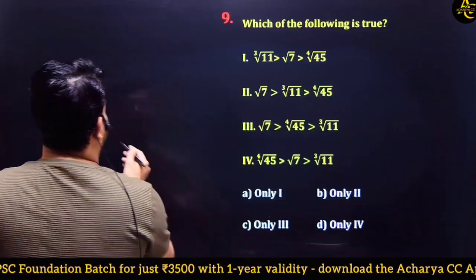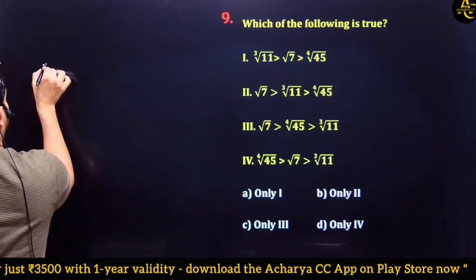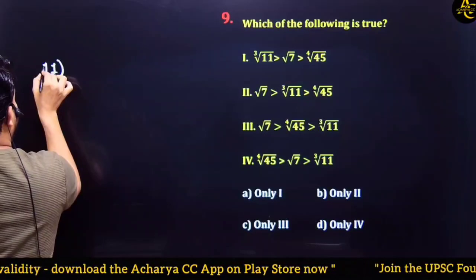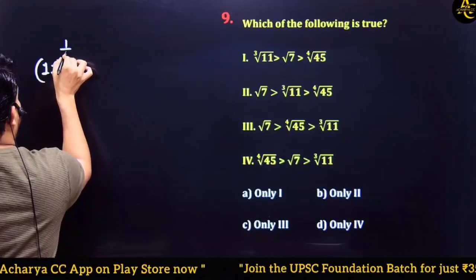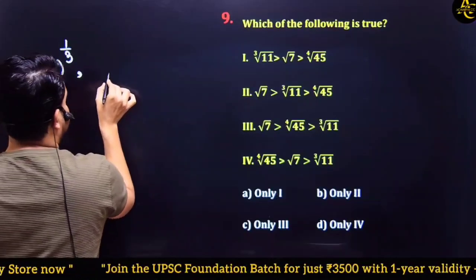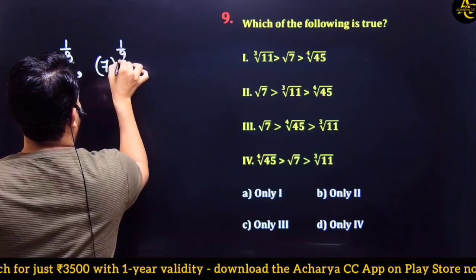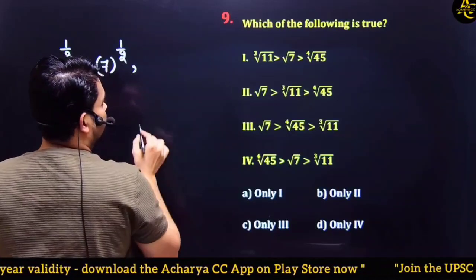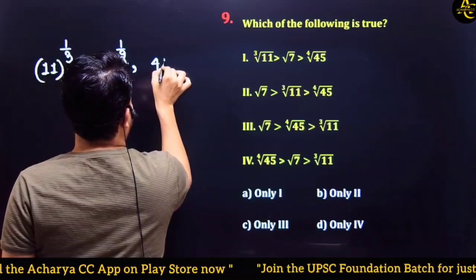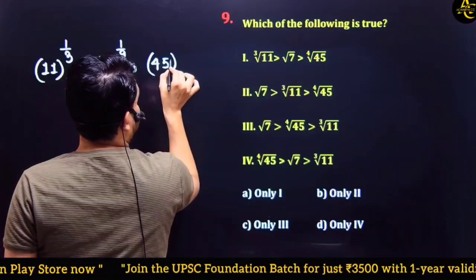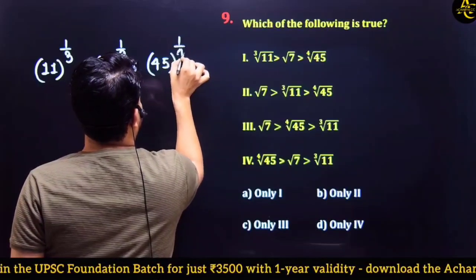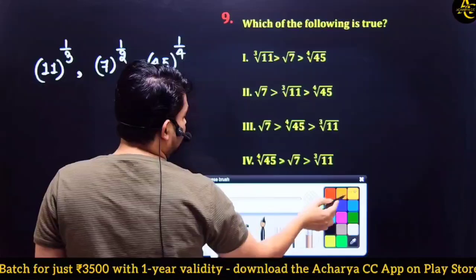See, we have 11 to the power 1 by 3, and 7 to the power 1 by 2. Now what we have learned in the first question, this is the application of that question. Since the powers are in fraction, what will we do?